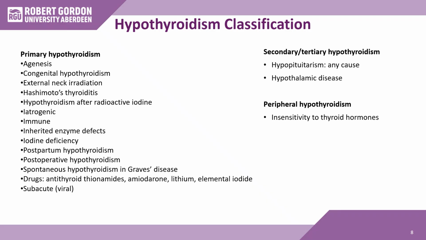When it comes to hypothyroidism classification, primary hypothyroidism can be caused by any of these listed factors here. You'll note here most common ones could be iodine deficiency, could also be postpartum as well, and drug-induced could be as well, and sometimes it could be subacute from a viral infection. We also do have secondary and tertiary hypothyroidism, where the pituitary or hypothalamus is a problem and the TSH cannot be produced adequately, so the thyroid is understimulated. And then we also have peripheral hypothyroidism, a very rare condition where tissues are resistant to the thyroid hormone.